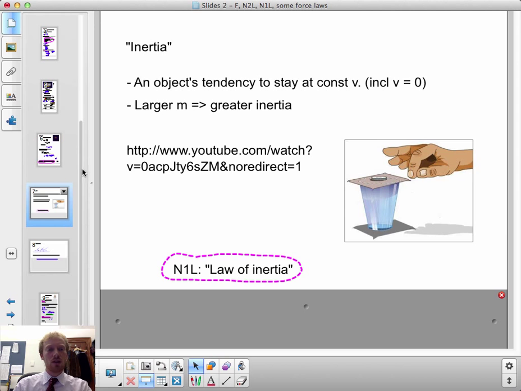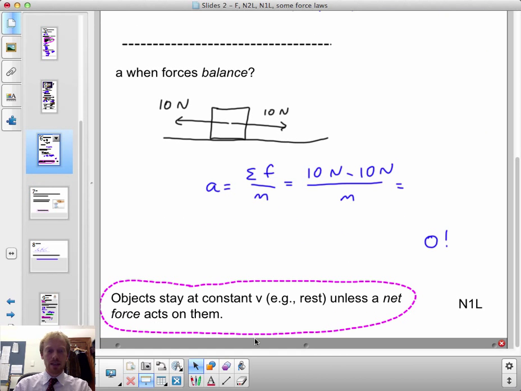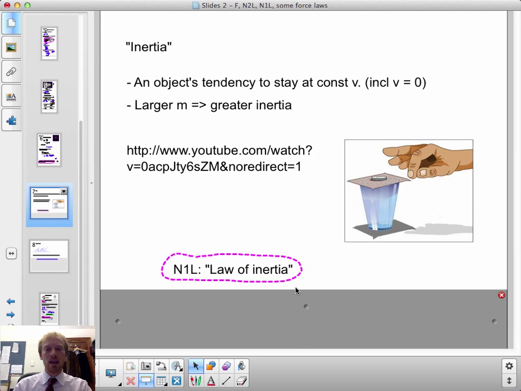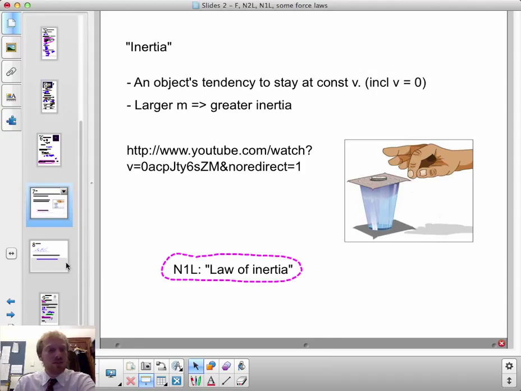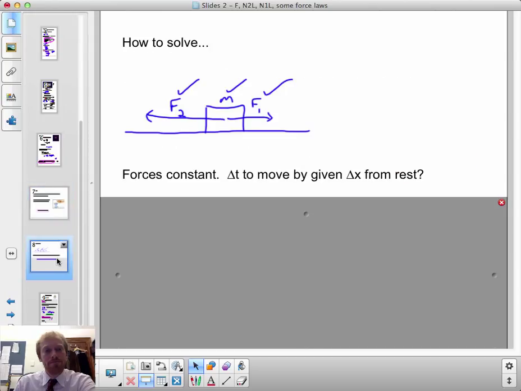But Newton's first law, that objects stay at constant velocity in the absence of a net force, is the law of inertia. What's going on here is this hand is getting ready to rip that piece of paper towel out from that coin, and because it happens so rapidly, the coin's tendency to stay at constant velocity, its tendency to stay at rest, will mean that it doesn't actually move as a result of the paper towel being ripped out. It will fall into the cup. That's a demo that physics teachers love to do. Newton's first law, the law of inertia.